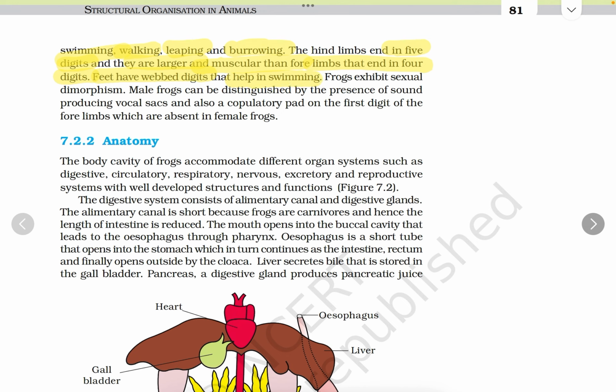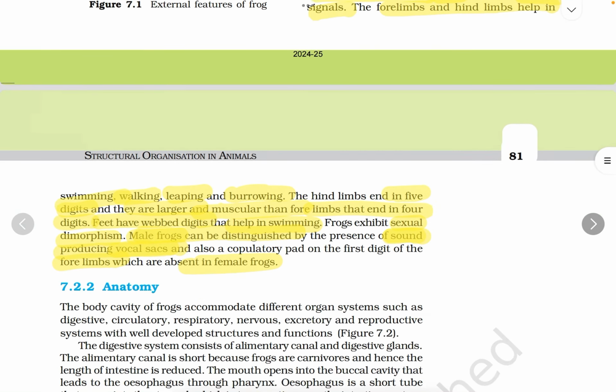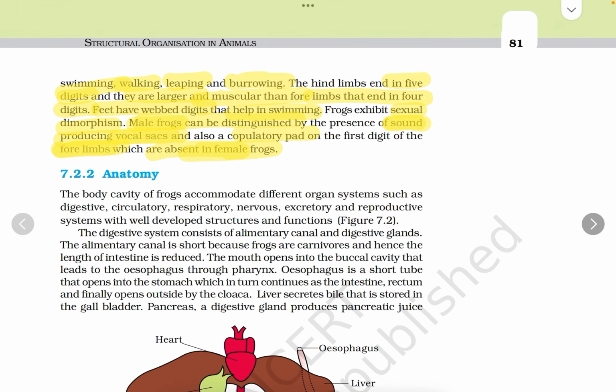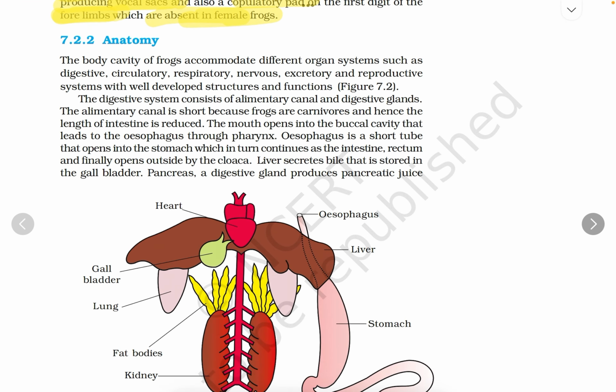So frogs exhibit sexual dimorphism. Male frogs can be distinguished by the presence of sound producing vocal sacs. So male and female are different. Sound producing vocal sacs are present in male frogs, and also a copulatory pad on the first digit of the forelimbs, which is absent in female frogs. So of the four digits, they have a copulatory pad on the first digit for copulation. On the first finger of the forelimb, if you see, it is absent in female frogs. Able to understand? So that is the concept here.